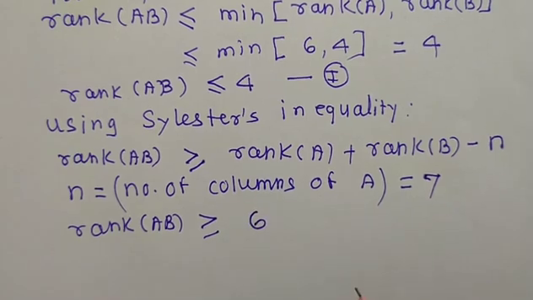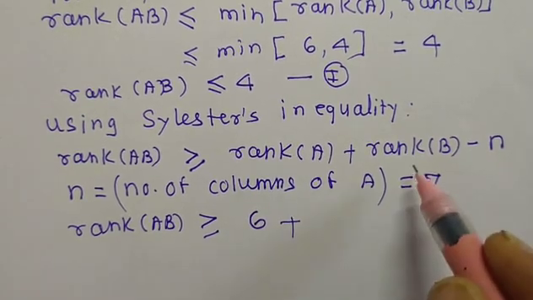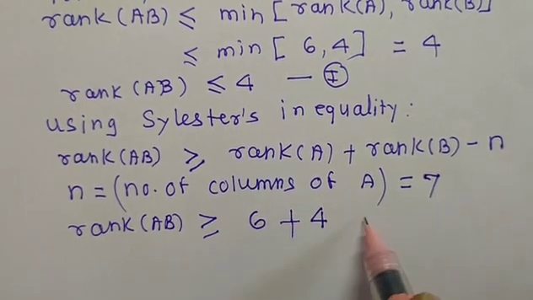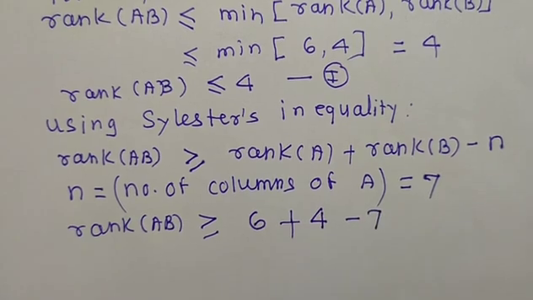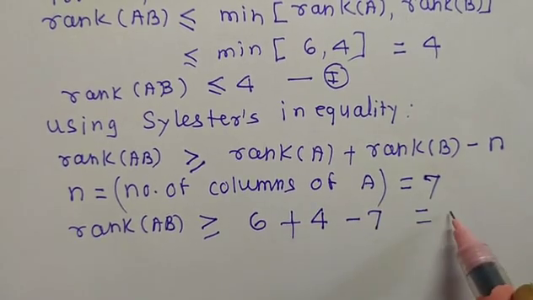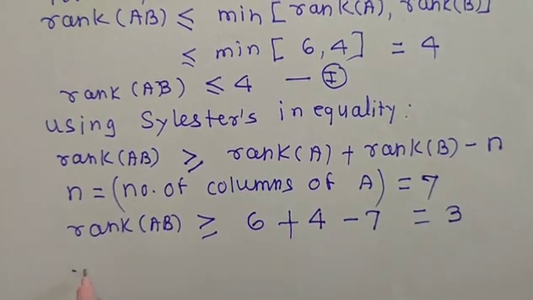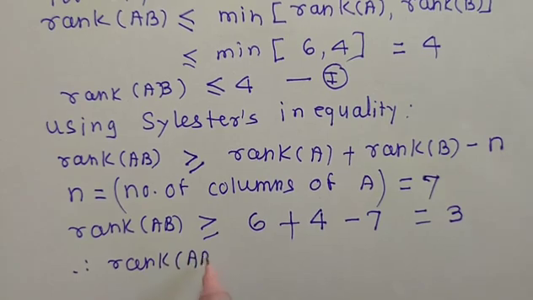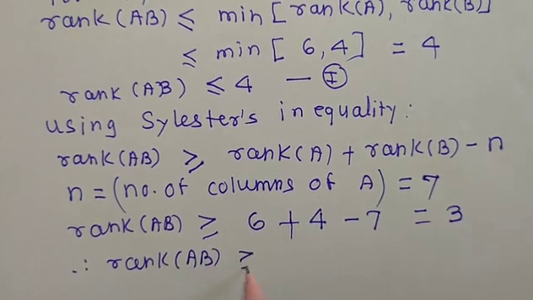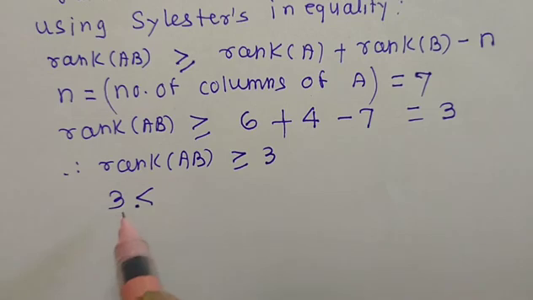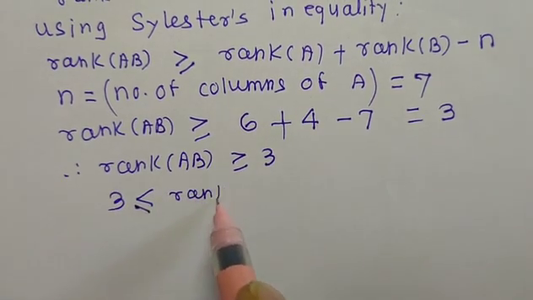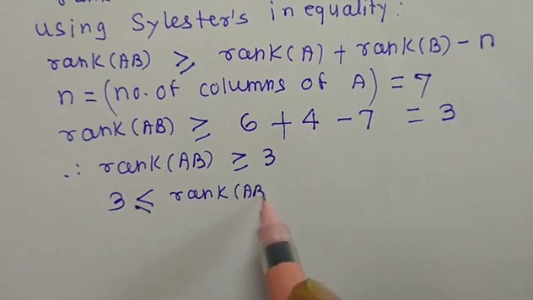6, plus rank of B, which is 4, minus 7. So that is equal to 3. Therefore, rank of AB is greater than or equal to 3. That is, 3 is less than or equal to rank AB.